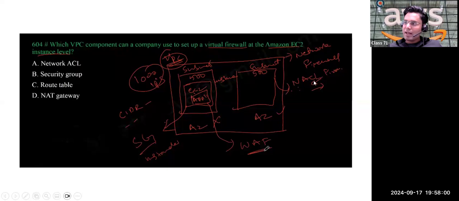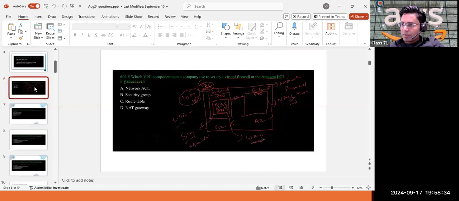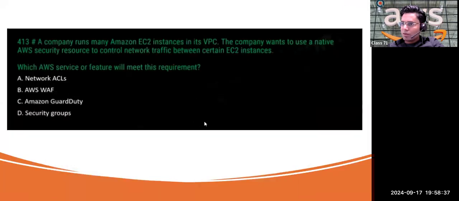On subnet level, we have NACL. Now they are talking about which VPC component the company can use to set up a virtual firewall at the Amazon EC2 instance level. Inside the subnet we have an EC2 with a security group, and inside the EC2 you have an application running, so there is WAF for the firewall. They are talking about Amazon EC2, so the answer is security group. So D is the right one.